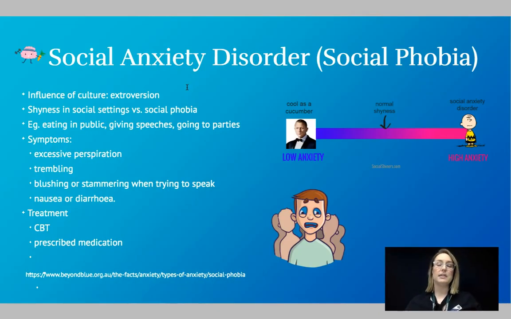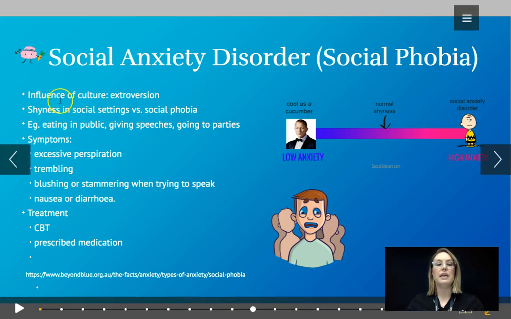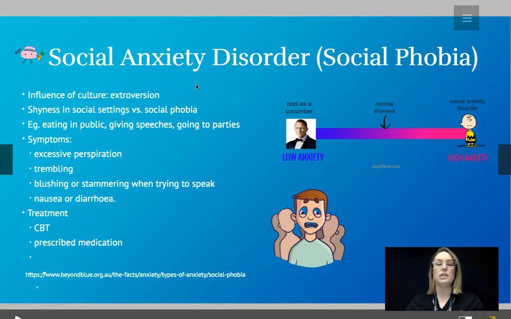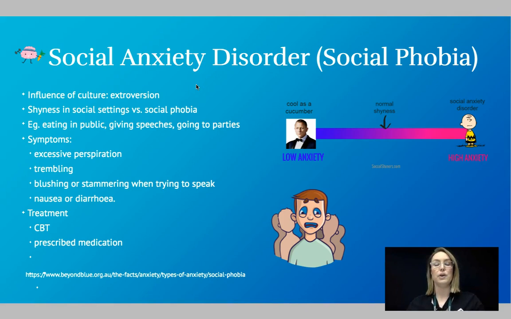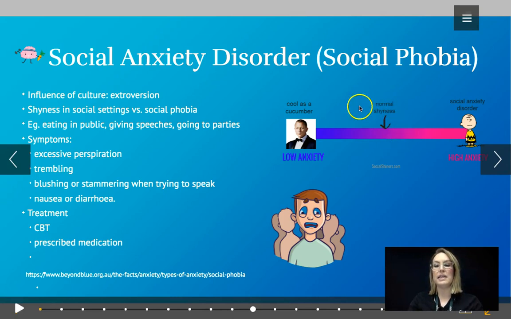Another one is social anxiety disorder, also called social phobia, so a fear of social situations. Now, we've got to think here, particularly in Western cultures, a big push towards extroversion. We're really encouraged to be extroverted, but a lot of people aren't. A lot of people are quite shy. But there is a really big difference between being shy and having social anxiety disorder.